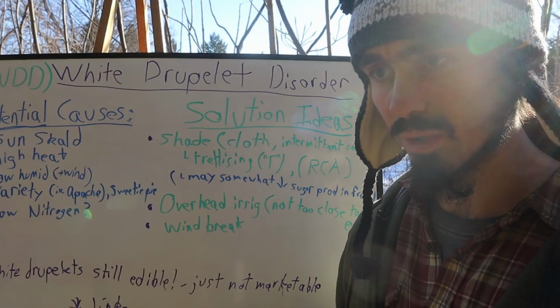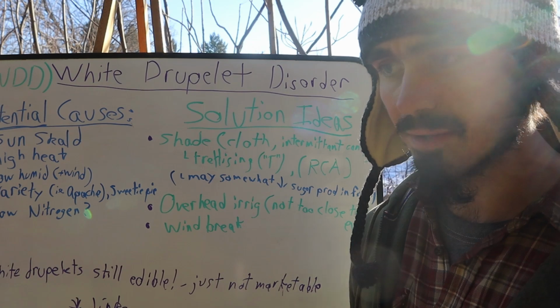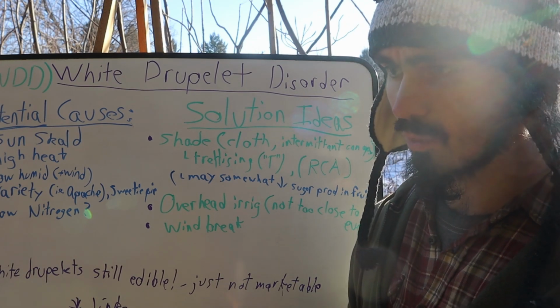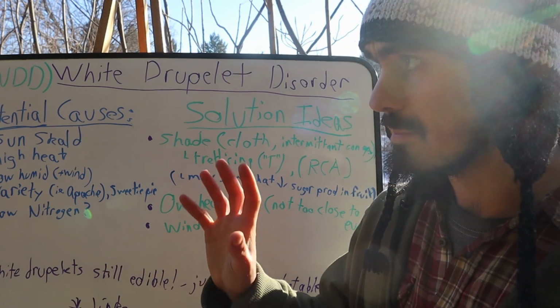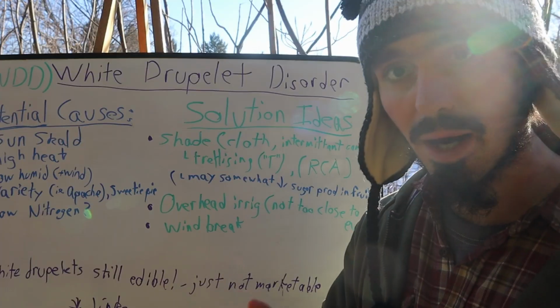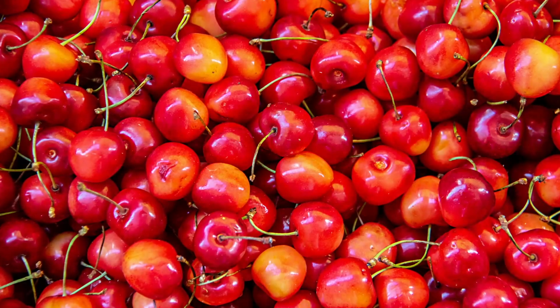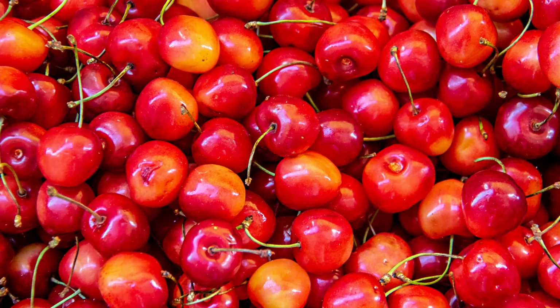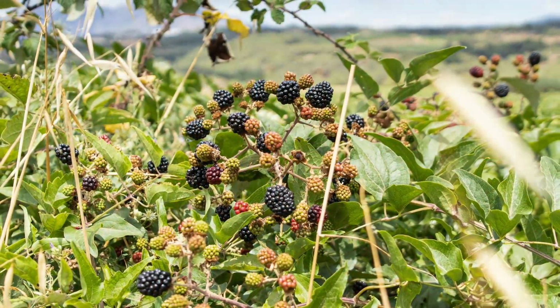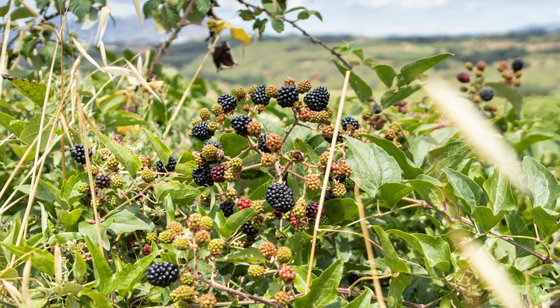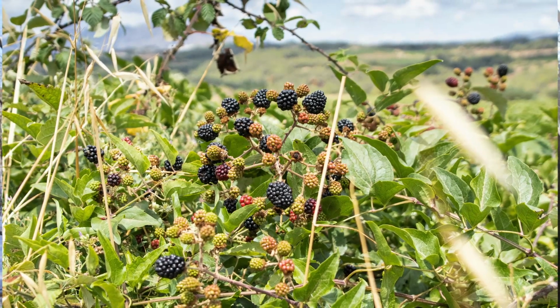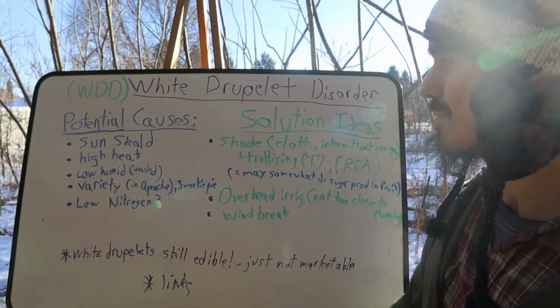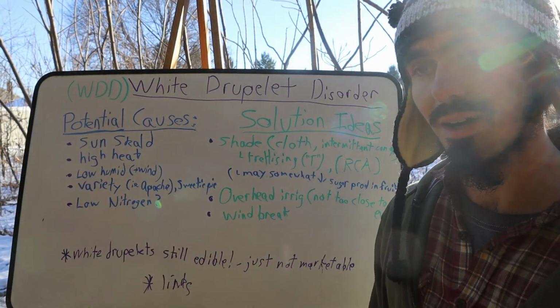So basically with these blackberry crops, we can have the challenge of WDD or white drupelet disorder. So the blackberries are really like an aggregate fruit, right? You can kind of think of them in a way like a multi-fruit. They have many little fruits combined into one large fruit. So they are related to other drupes like cherries and plums. Just kind of imagine a bunch of different cherries lumped into one multi-fruit type thing, right? That's an oversimplification, but it's basically what we're dealing with here.